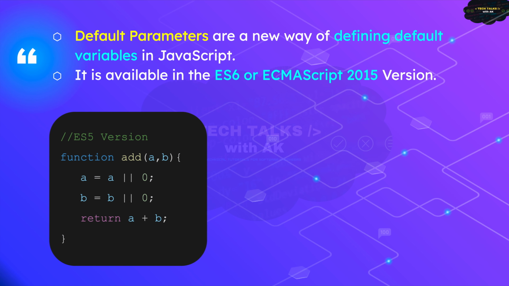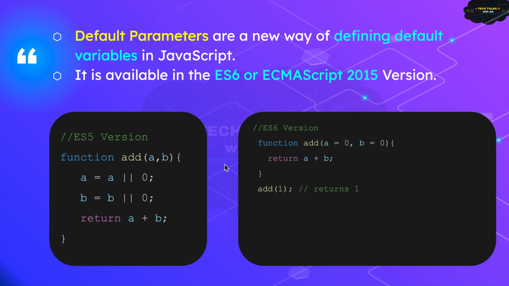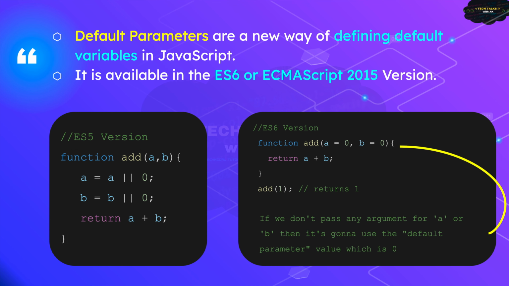In earlier versions, we used to write the function like this, but in ES6 versions, we can rewrite this function like this. So function add(a = 0, b = 0), return a + b. If we don't pass any argument for a or b, then it's going to use the default parameter value, which is 0. So if we look at this code and this code, we can see the differences between the older version and the ES6 version of default parameters. In older ways, we used to write default values with or, but here we can pass them as parameters.